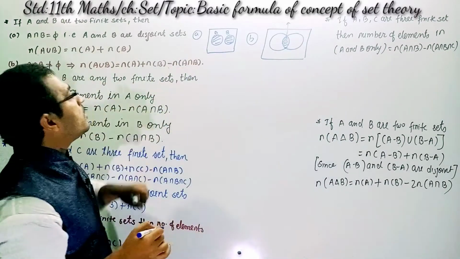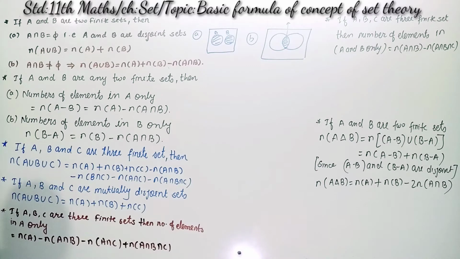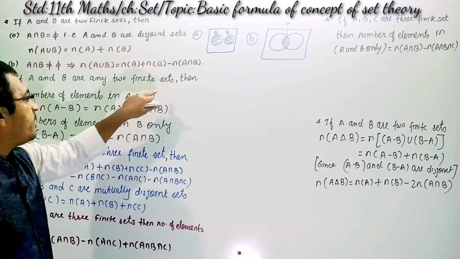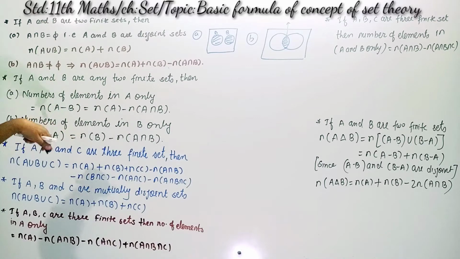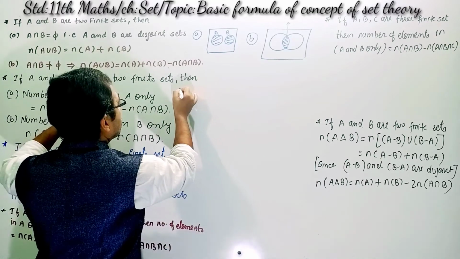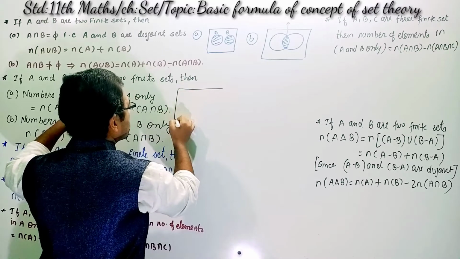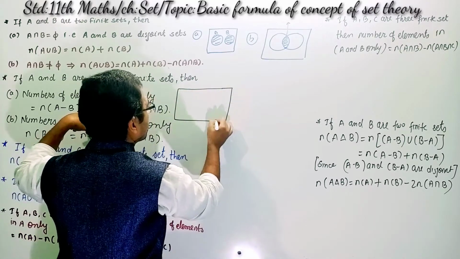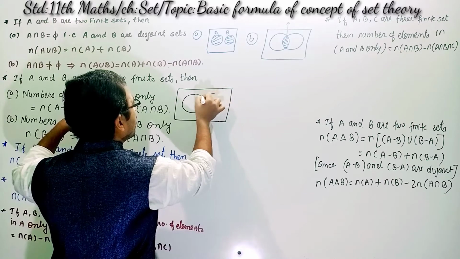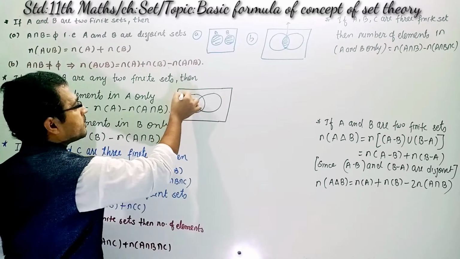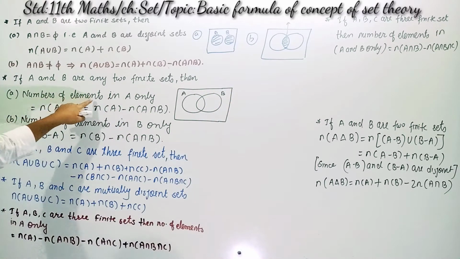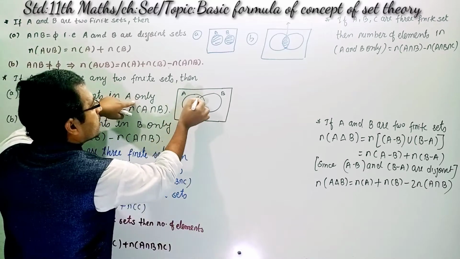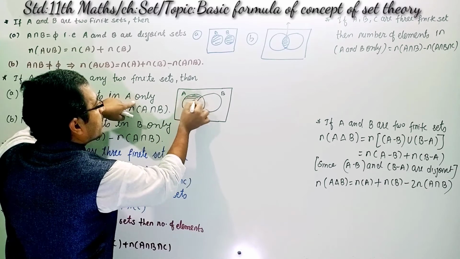Understood students? Okay. Now the second one: if A and B are any two finite sets, same over here. Number of elements in a set A. Okay students, these are finite sets, right? The sets are finite, meaning something will be common in both. Suppose this is A and this is B. Number of elements in A only, means this part.